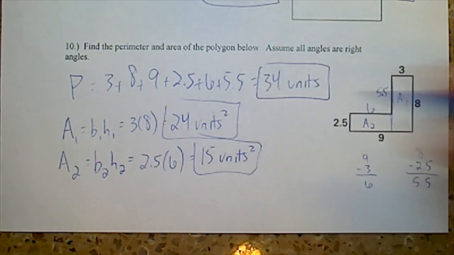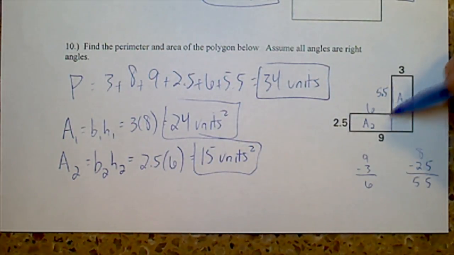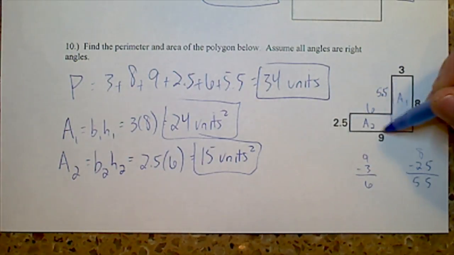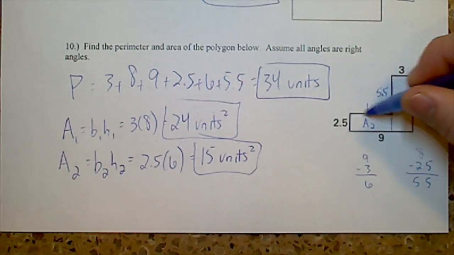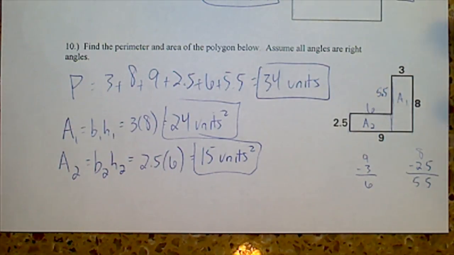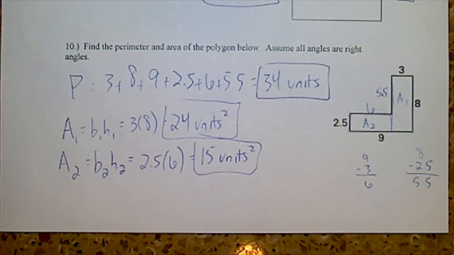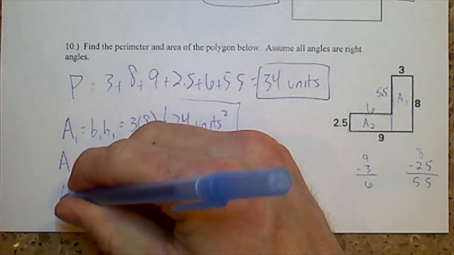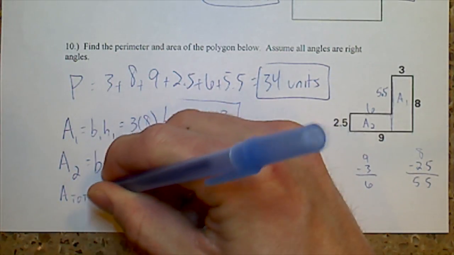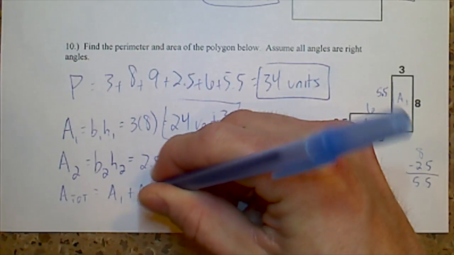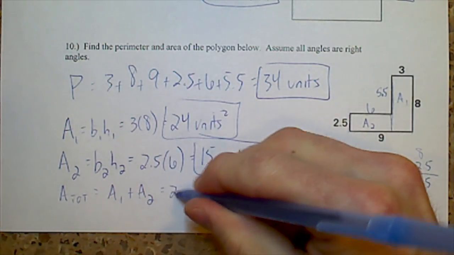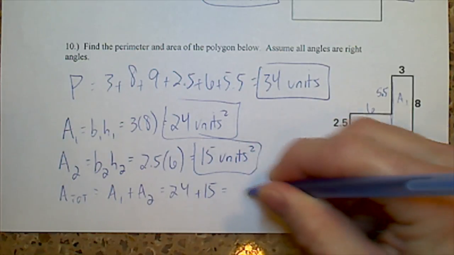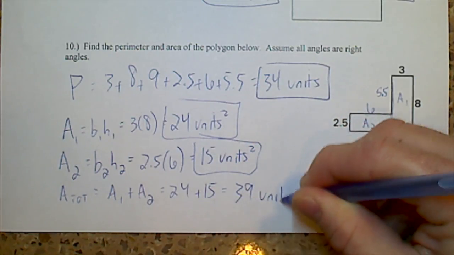Most common error I'll see here is people use the wrong length for that second rectangle you created. Like I'll have people do 2.5 times 9. 9 is the length of this segment. I need the length of this segment, right, which is 6. So just make sure you're picking the right length there when you do that. Now the total area, which I need, I'm just going to add up area 1 and area 2, the two areas of those rectangles. So that's going to be 24 plus 15. My final answer, 39 square units.